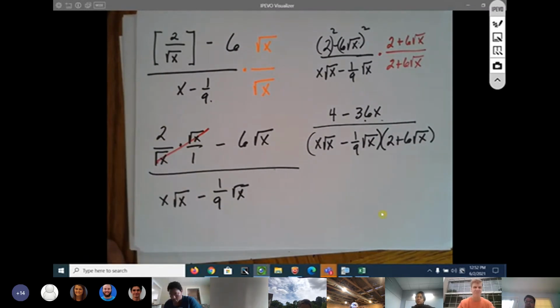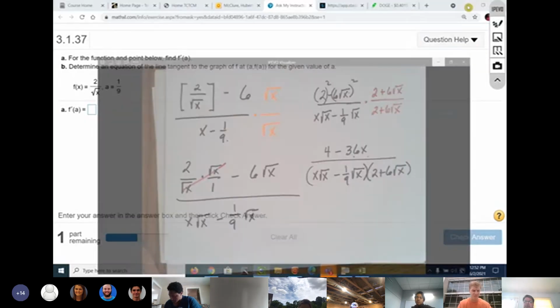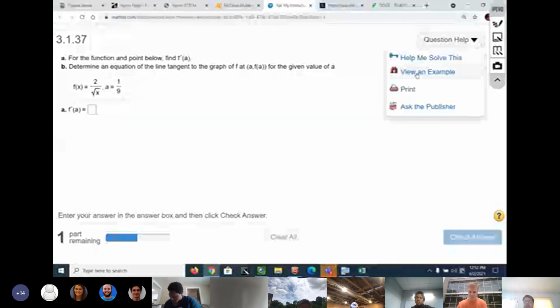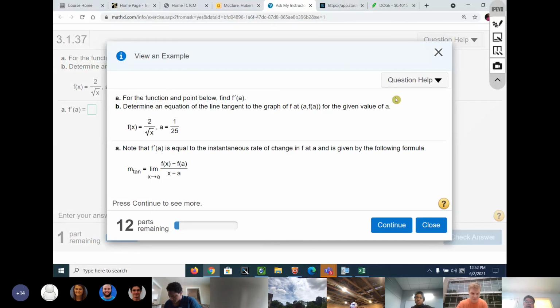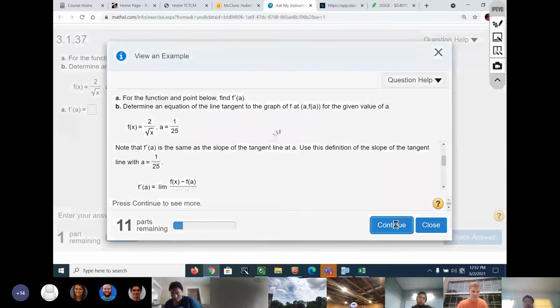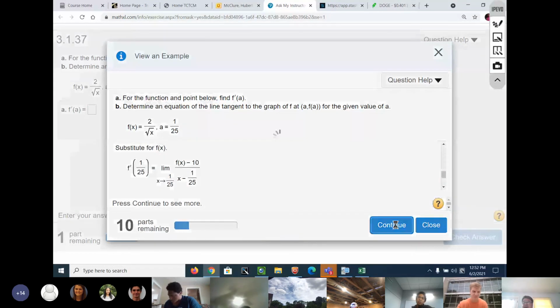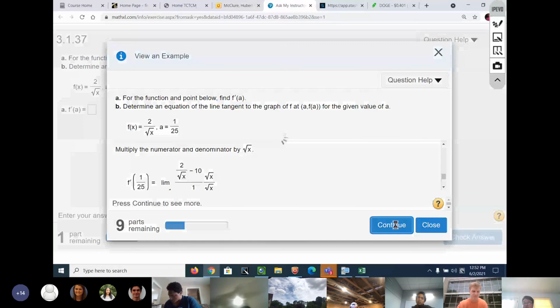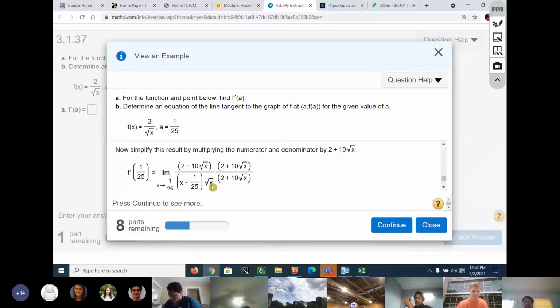I didn't know these problems were in here. I really didn't. If I'd have known, I would have taken them out because that's a little bit too much algebra. But I don't think it's necessary. That's what we got right there, except I distributed the square root of x right there.